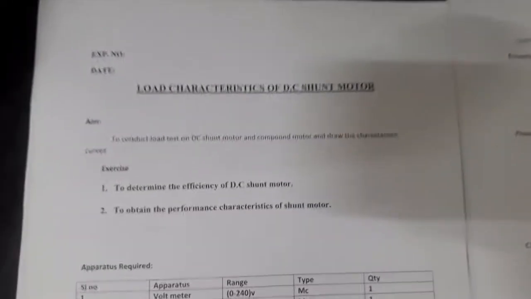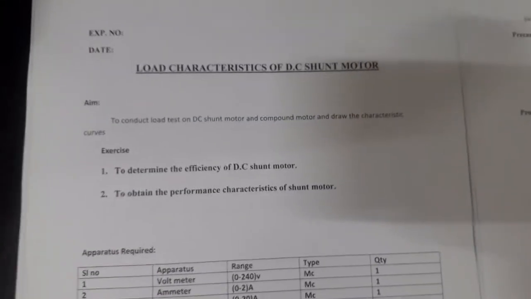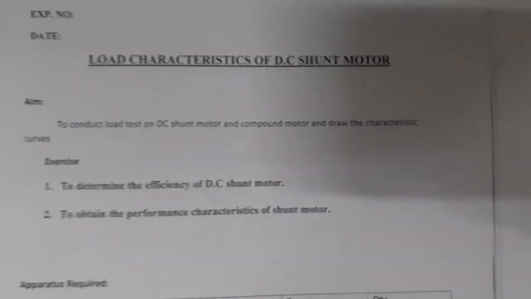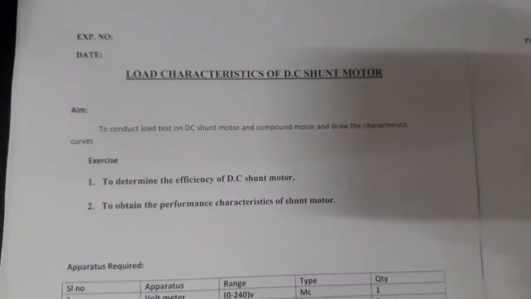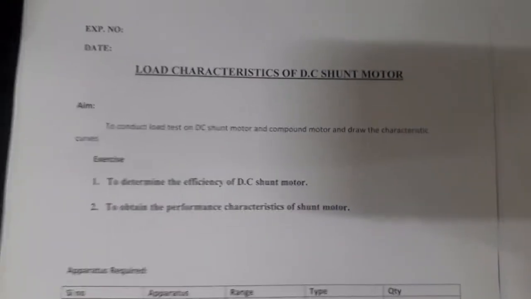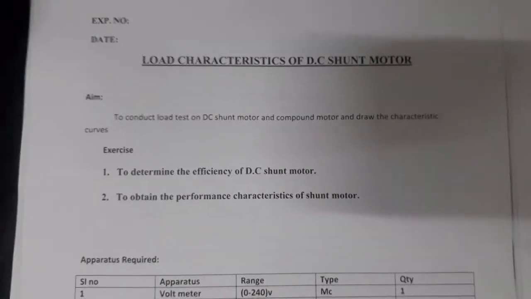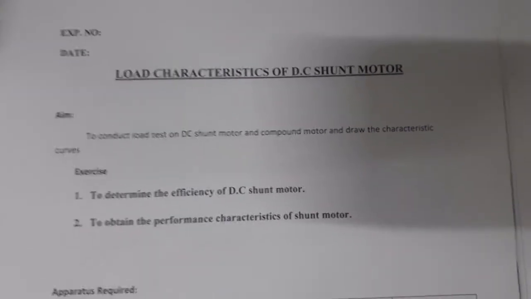Good afternoon, students. We have three experiments for our basic electrical and instrumentation engineering regarding machines lab. The first one will be load characteristics of DC shunt motor. Shunt motor, as we all know, we are using it for centrifugal pumps and many blowers and fans also. We are going to conduct load test on DC shunt motor and draw the characteristic curves.